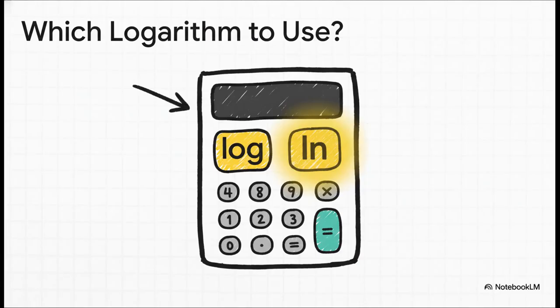Okay, so when you actually go to do this, you'll grab your calculator and you're going to see two main buttons for this stuff: log and ln. Here's the good news. For a problem like this, it literally doesn't matter which one you use. You'll get the same answer. It's really common to use ln, the natural log, so that's what we're going to use here.